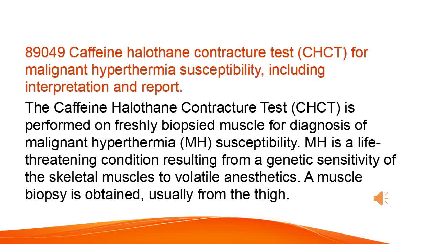Caffeine Halothane Contracture Test, CHCT, for malignant hyperthermia susceptibility, including interpretation and report. The Caffeine Halothane Contracture Test, CHCT, is performed on freshly biopsied muscle for diagnosis of malignant hyperthermia, MH, susceptibility. MH is a life-threatening condition resulting from a genetic sensitivity of the skeletal muscles to volatile anesthetics. A muscle biopsy is obtained, usually from the thigh.